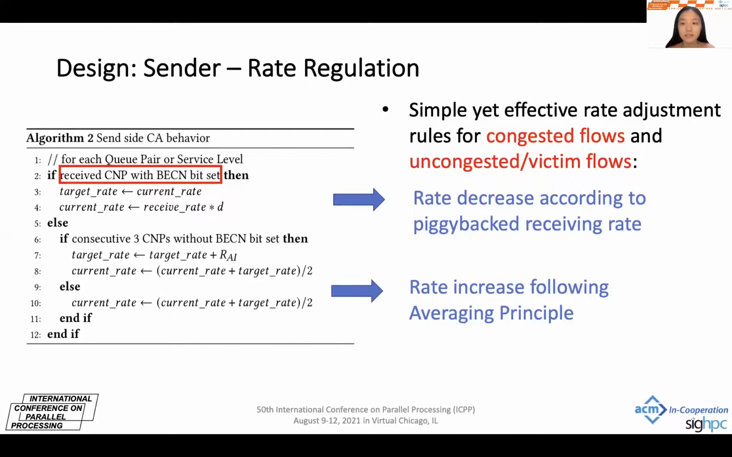On the other hand, the sender side CA conducts simple yet effective rate adjustment rules for different flows. When the CA receives a CNP packet with the BECN bit set, indicating that the flow is congested, it will perform rate decrease according to the receiving rate piggybacked in the CNP packet. When the CA receives a CNP packet without the BECN bit set, indicating that the flow is uncongested or a weakening flow, it will directly perform the rate increase following the averaging principle.